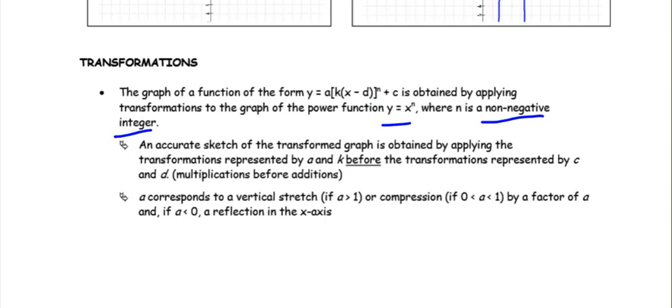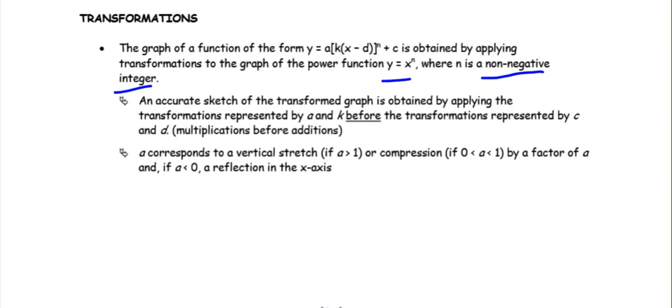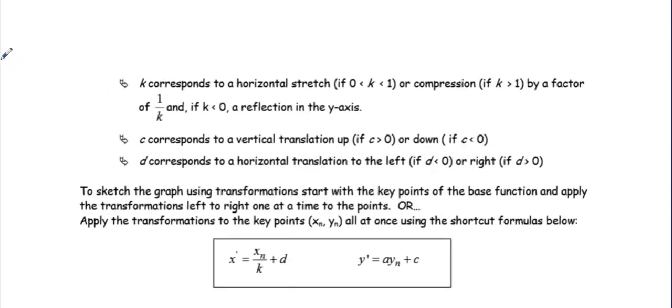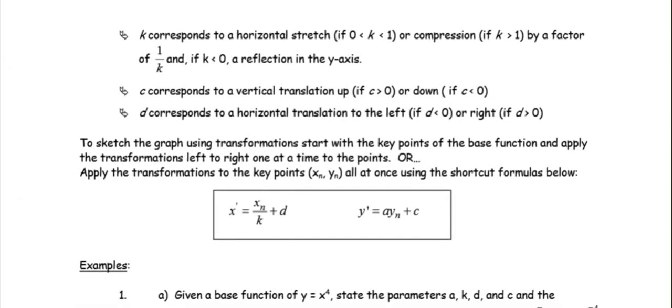Okay. You know all these rules. I'm not going to go over them. A is the vertical stretch or compression, etc. We know all of this. The K is the big one because sometimes you have a little bit of difficulty with the K. The K is the value in the function already.